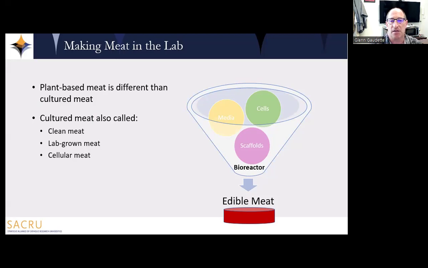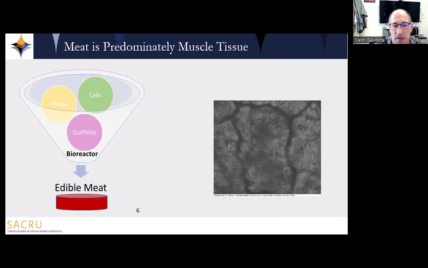So what does it take to produce meat? Well, it takes cells, it takes media, and it takes scaffolds. We put them all together in something called a bioreactor, and out comes edible meat. Of course, it's a little bit harder than that, but that's essentially what it takes. And that's the way I've kind of tried to break up the talk a bit.